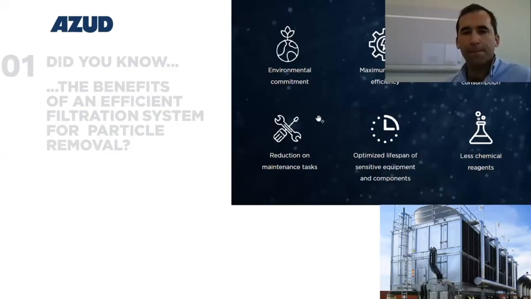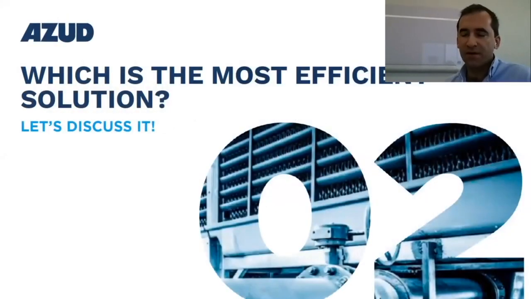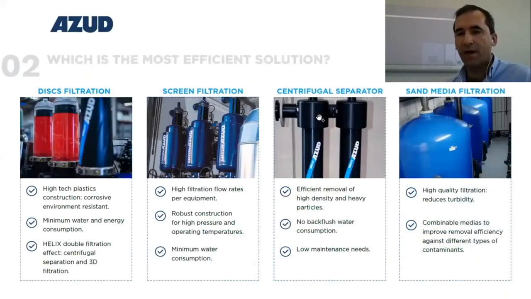So what will be the most efficient solution when we're talking about filtration for cooling towers? Well, there are many options. Here we have 4 types of filtration technologies. First is the disc filtration, where each one of them has, of course, strengths and limitations, right? So let's talk a little bit about each one.